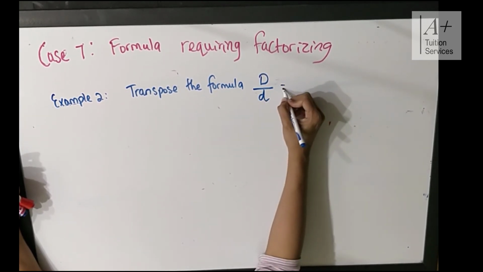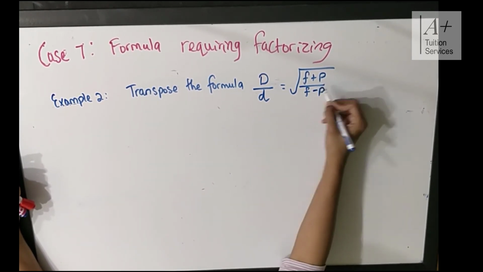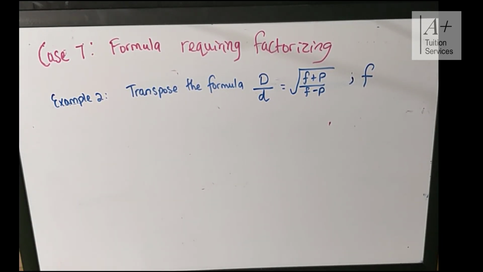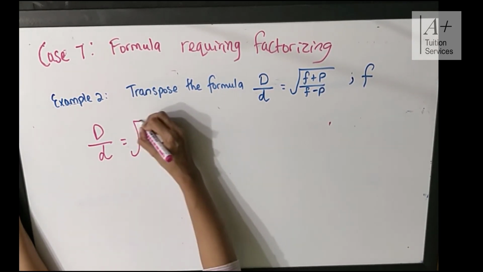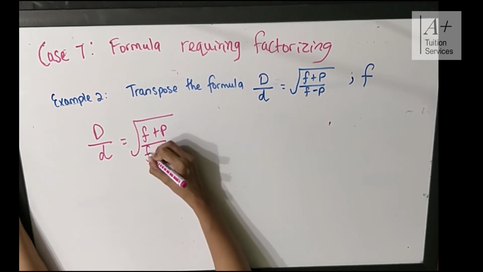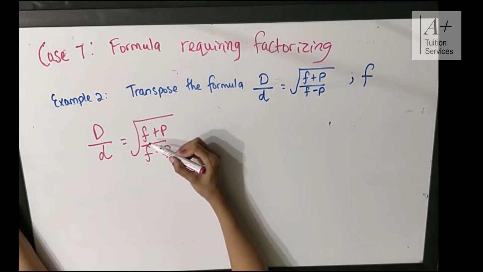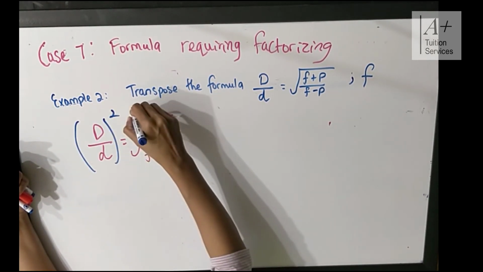Capital D over common d is equal to the square root of F plus P over F minus P, and we want to find F. It looks hard, right? So the first thing I will do is rewrite this. So capital D over common d is equal to the square root of F plus P over F minus P, and again we want to find F. It doesn't matter which one, but the simpler one is obviously this one up here. So the first thing we have to do is get rid of that square root sign. And in order to get rid of that square root sign, we need to square both sides, right? So let's square.